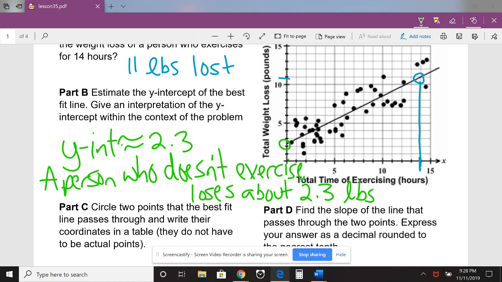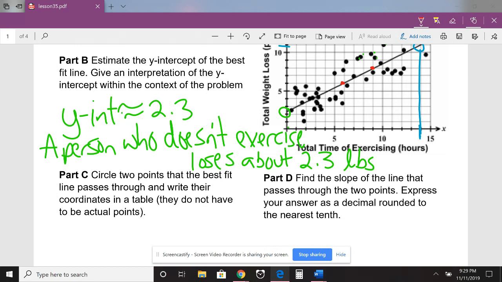Part C says circle 2 points that the line of best fit passes through and write their coordinates in a table, and they don't have to be actual points. So that means these points right here are actual points, the ones I'm kind of highlighting. They don't have to be those points. They just have to fall nicely on the grid lines. Let's see some points that fall nicely on the grid lines. I would say definitely this point right here and this point right here.